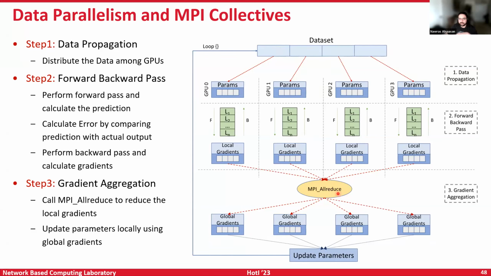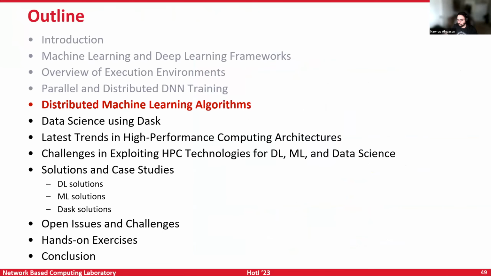So you can see that all reduce will be called many times during the training. That's why if we optimize all reduce, then we optimize the overall performance. Okay, so that is it for the distributed DNN training. Are there any questions about this?